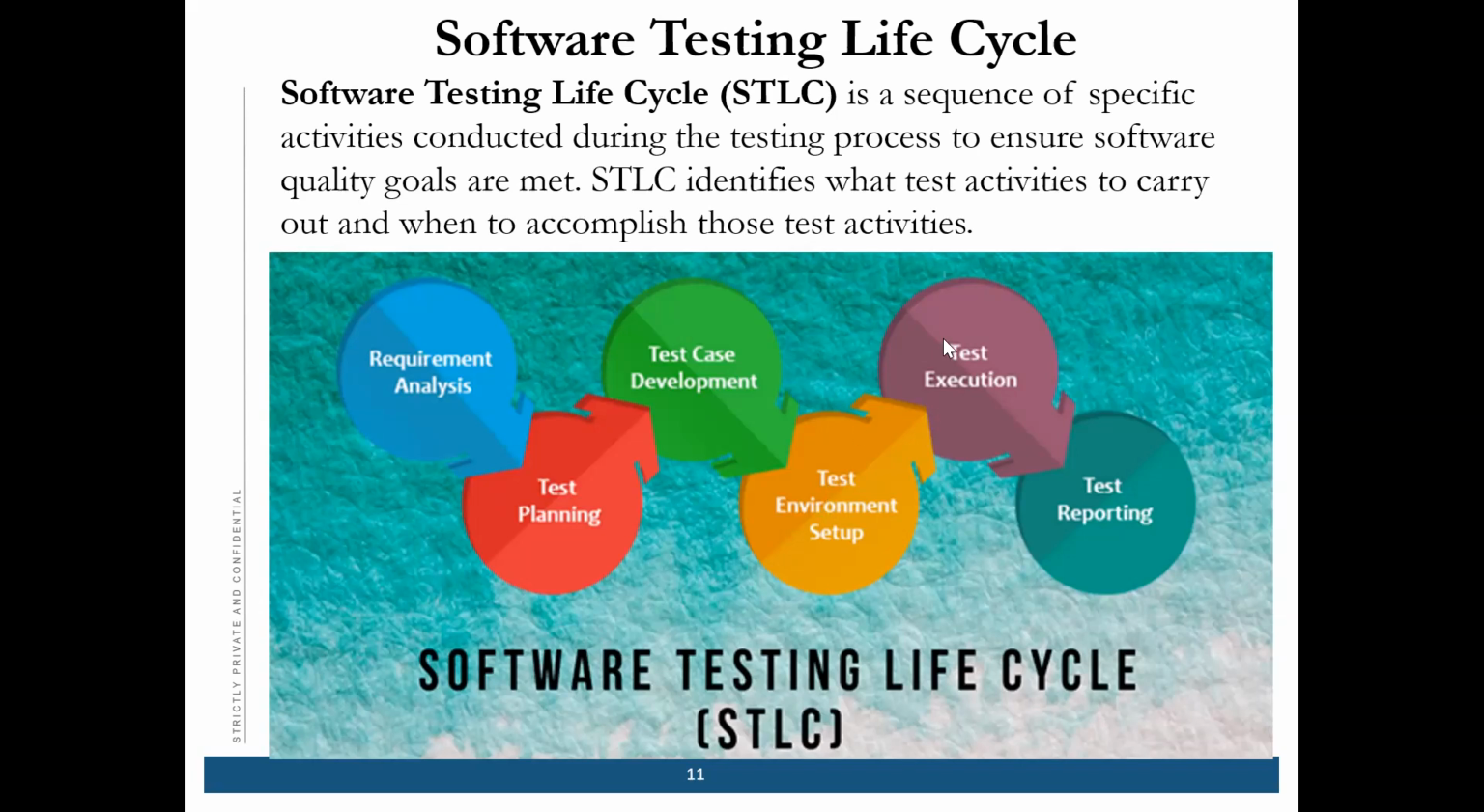Once this is set up, then you do the execution part. Execution is when we start running your test cases. Then we give the test report: how many test cases you have run, and how many defects you found while executing your test cases. Those reports will be given to your client or your managers. So that is the software testing life cycle.